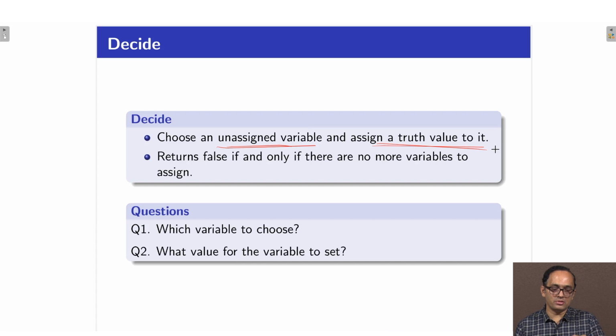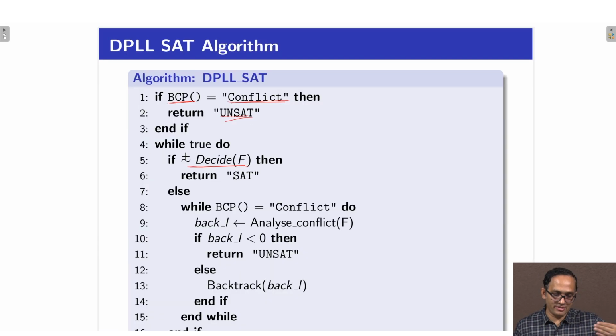So, we will talk about what is a good way of doing that in the next class. Let us say I pick some variable and some truth value. If there is no further variable remaining, then it will return false. That means all variables are already assigned. So, if it is not of decide, that means SAT, that means all variables are already assigned. So, I get a satisfiability.